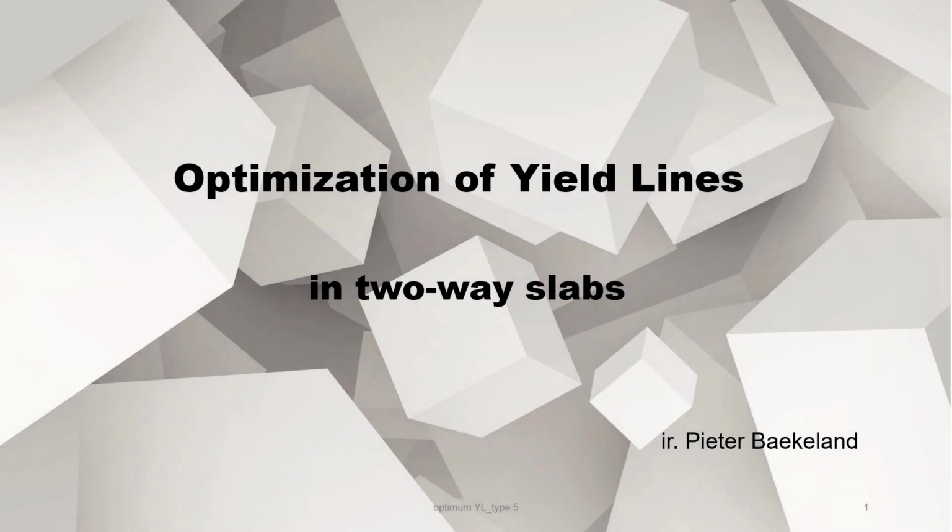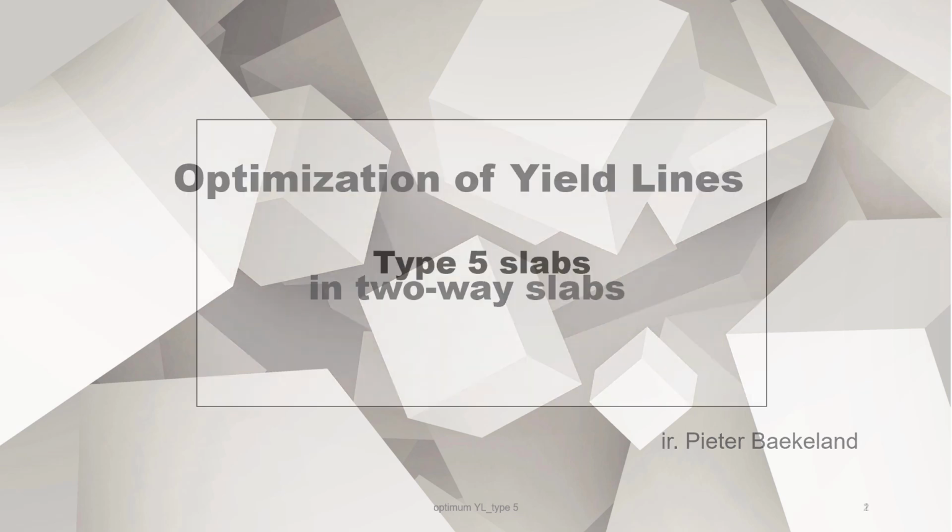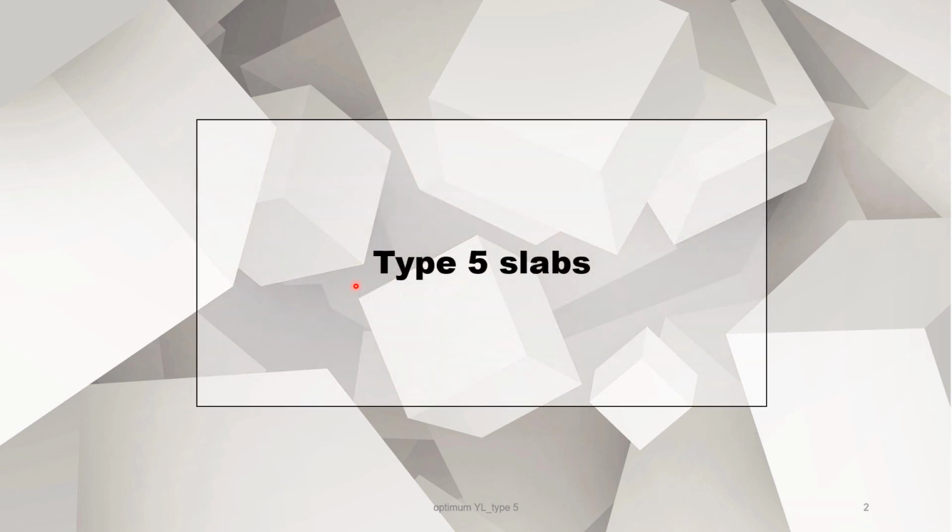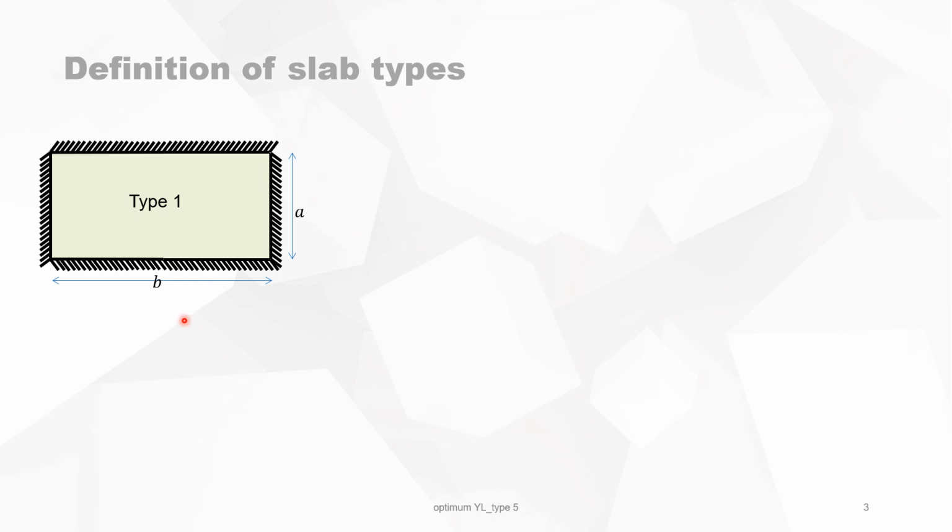Optimization of yield lines in two-way slabs. This video deals with type 5 slabs. The definition of slab types.